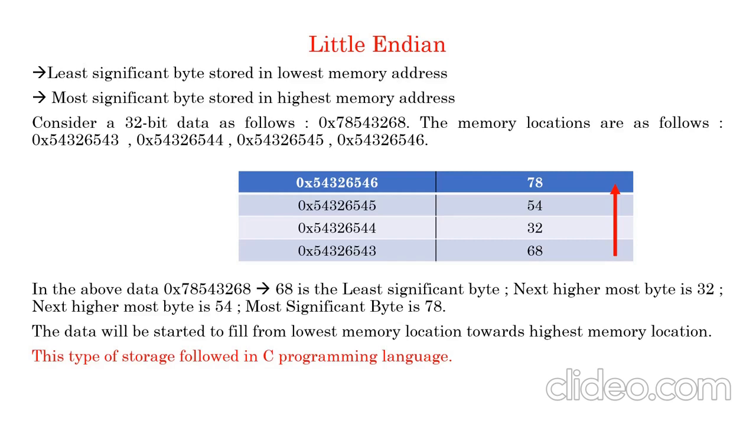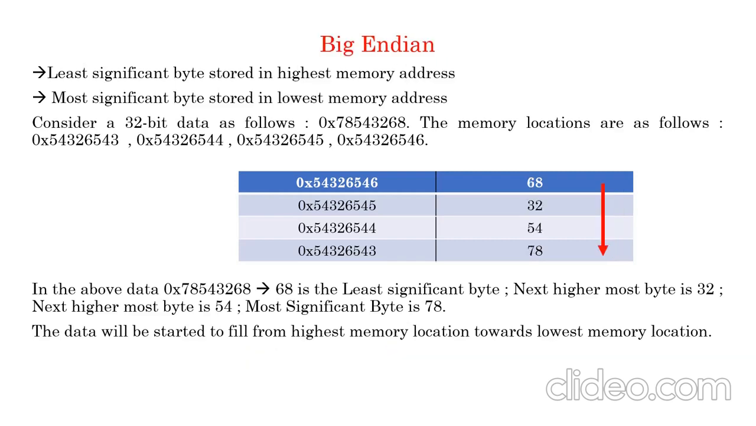Big endian is just the opposite of it. The least significant byte will be stored at the big end. Big end means the highest address. The most significant byte will be stored in the lowest address. It is just the opposite of little endian.